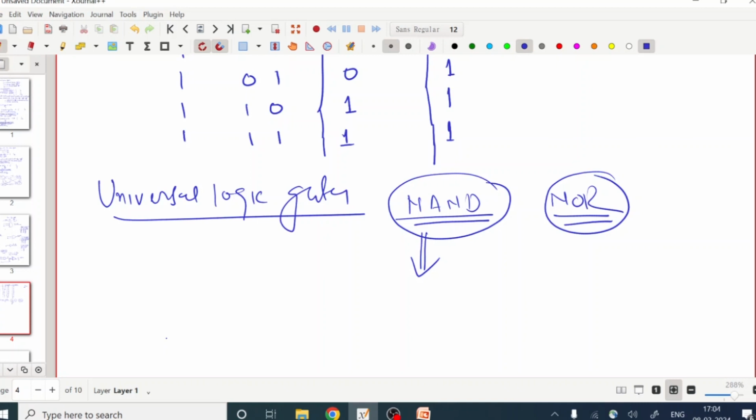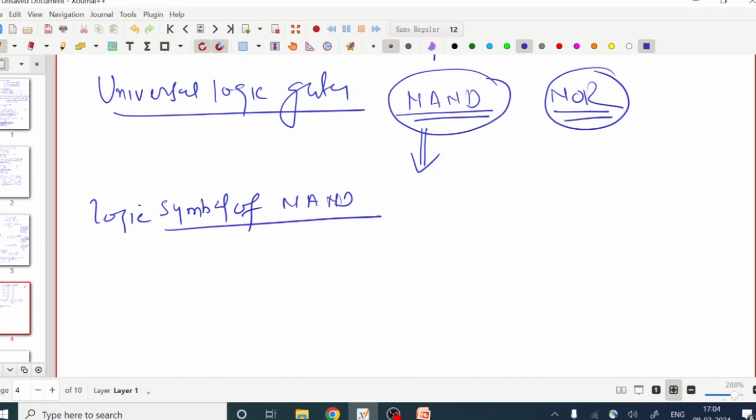So when we take the logic symbol of NAND gate, this is nothing but the complement of AND gate. Here A and B are the inputs, and Y is written as: first we apply an AND gate and then take its complement. This is Y equals A dot B whole complement.